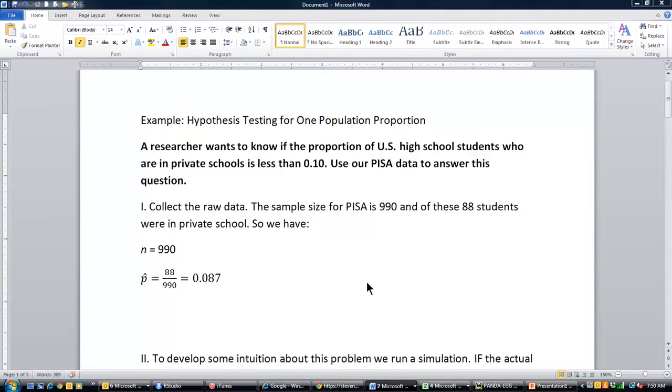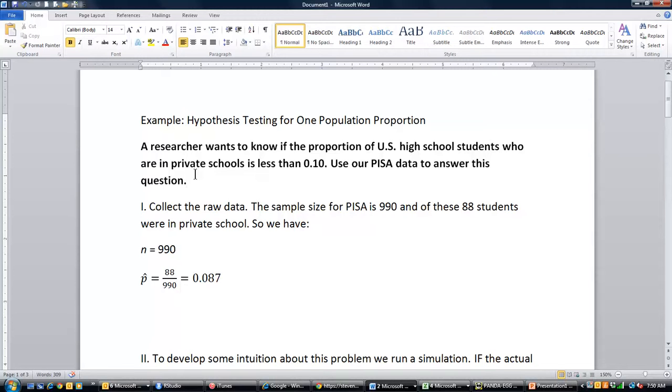In this screencast, we'll do an example of hypothesis testing for one population proportion. So here's our research question. A researcher wants to know if the proportion of U.S. high school students who are in private schools is less than 0.10, 10%. And we'll use our PISA data to answer that.